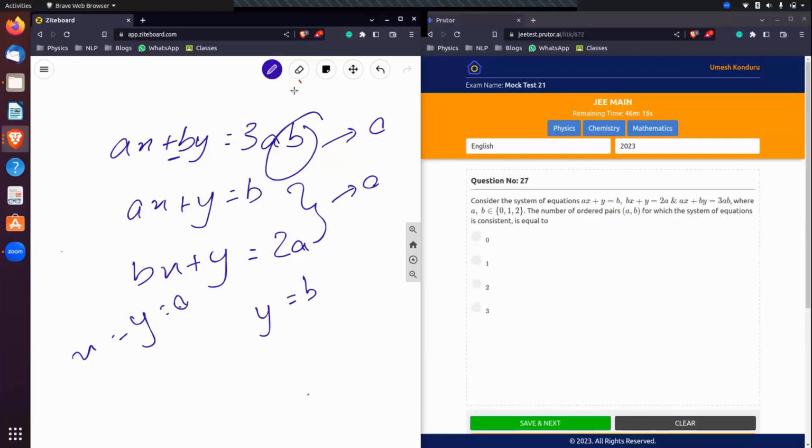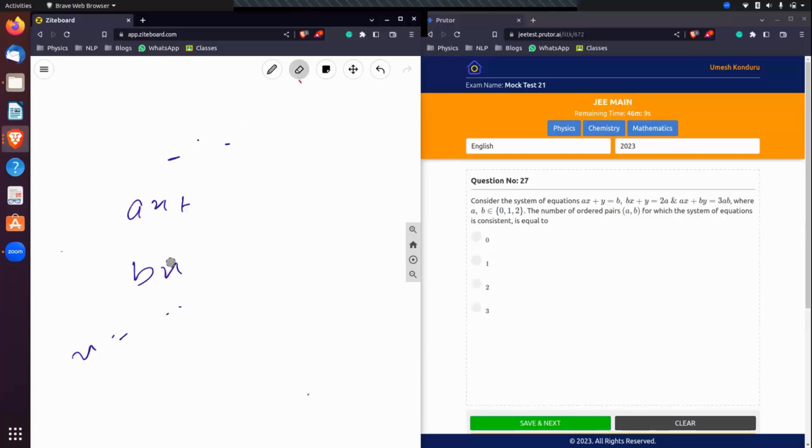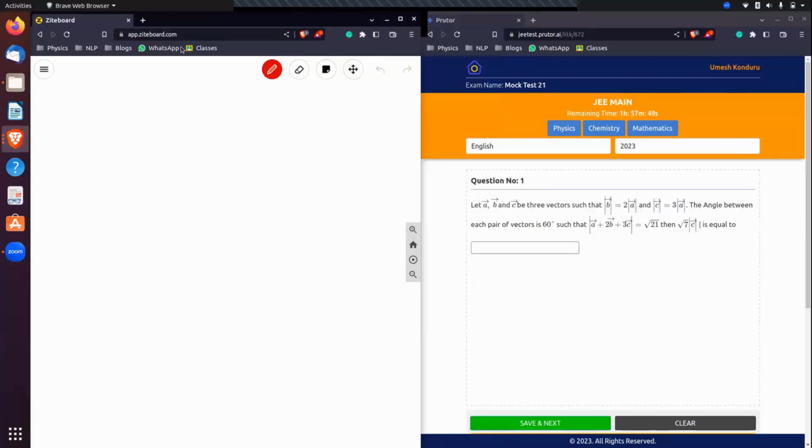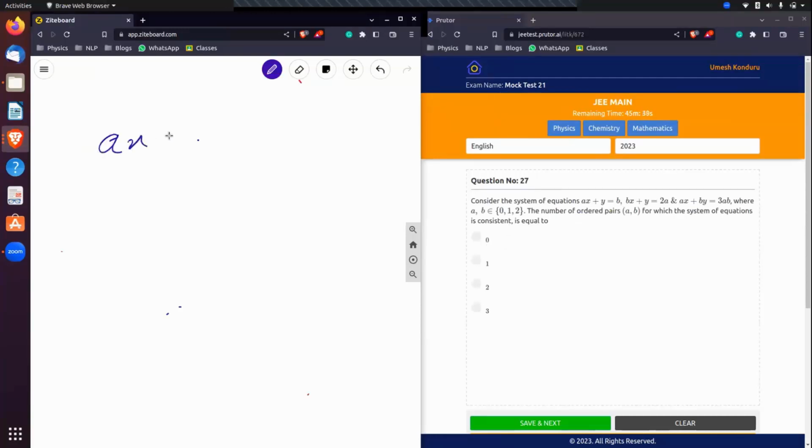So let me just write that down. So if one of a or b equals 0, then even by looking at it, if say a is 0, you get y equals b and y equals 0. So this is only consistent when b equals 0. So that means if one of them is 0, both of them have to be 0. Now let's look at the case when they are equal to 1 or 2.